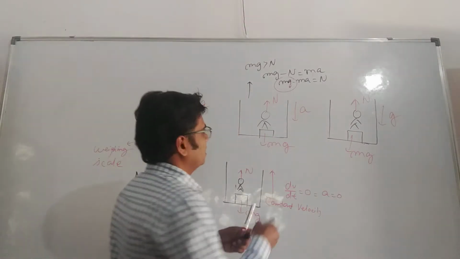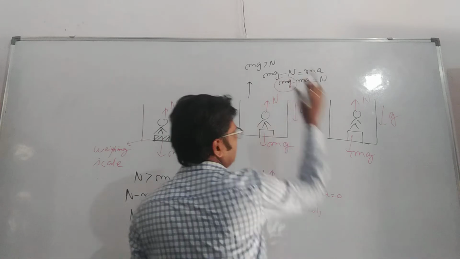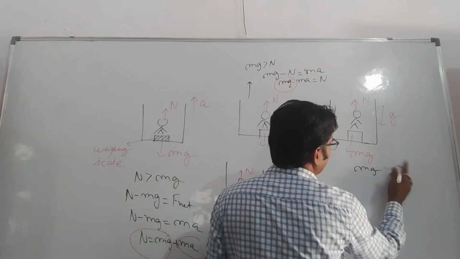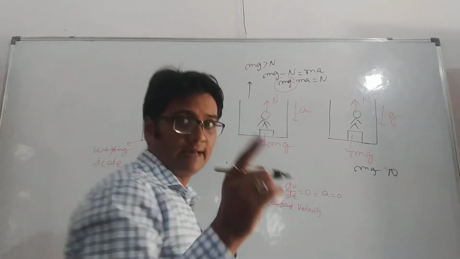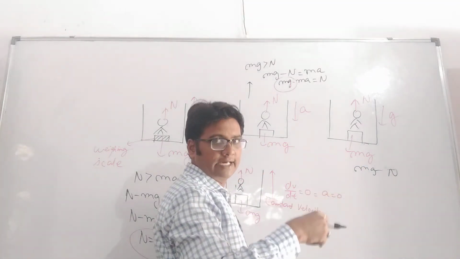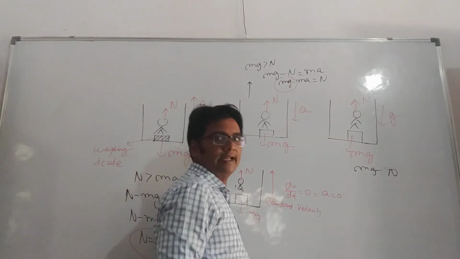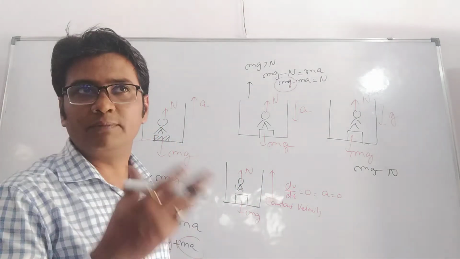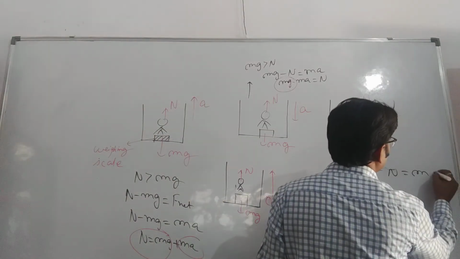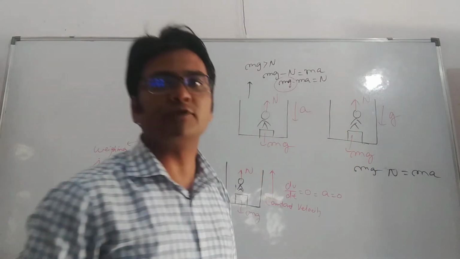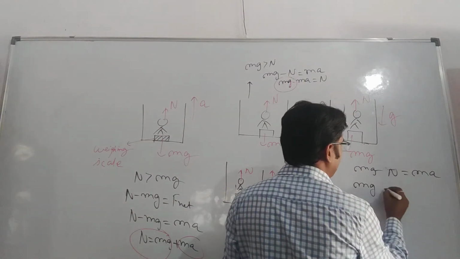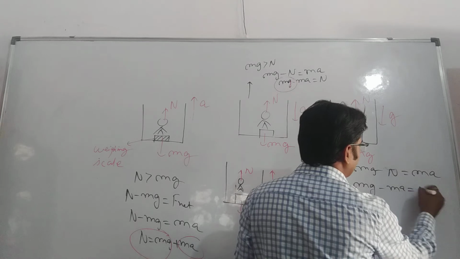See how? Here we will follow the same thing. mg minus N, right? Why? Because mg is acting in the downward direction and N is acting in the upward direction. So mg will be more than N because the body is falling freely down. Let it be equal to ma. That is the net force acting on it, right? So if you want to find out the value of the N, mg minus ma, that will be your N.